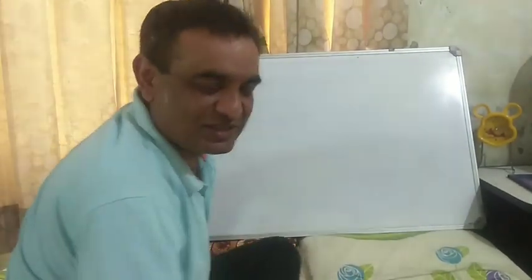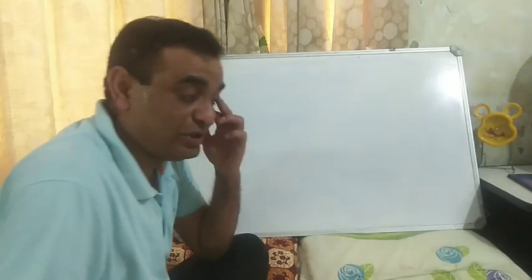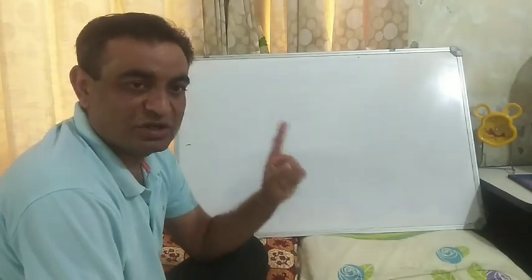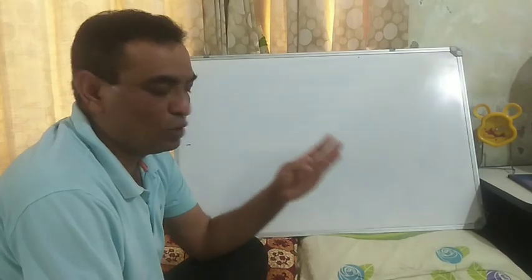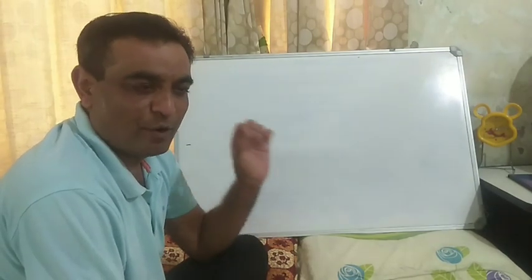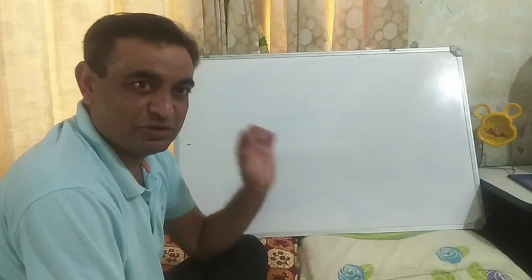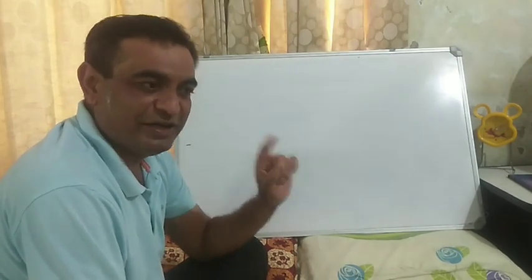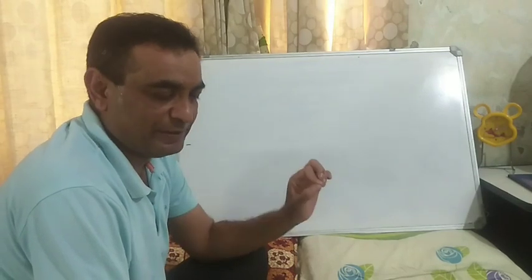So let me summarize this lecture. We have discussed nearly 5 rules in total. Rule number 1: the root locus is symmetrical about the real axis. Rule number 2: the root locus starts from open loop poles with gain K equal to 0, and it will terminate either at open loop zeros or at infinity with gain K equal to infinity.